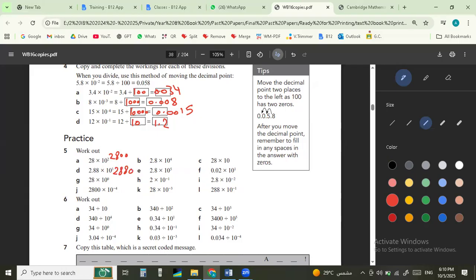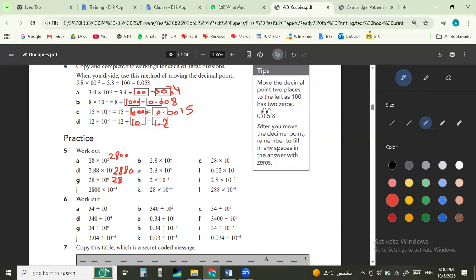Multiplying by 10 to the power of 0, what is anything to the power of 0? We took it in lesson 1.3, which is about the indices. We took it in lesson 2.3 as well in algebra. Anything to the power of 0 is equal to 1. So this is 28 times 1, which is just 28.